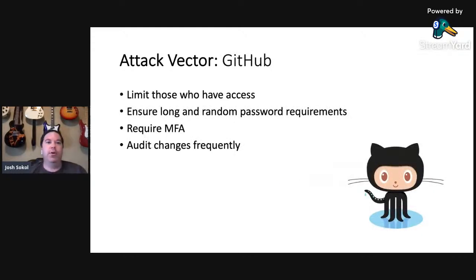GitHub. So that's our next attack vector. Again, limiting who has access, right? We have a recurring theme here. So making sure that only the people that you need to have access are the ones who have access. We should ensure that we have long and random password requirements, require MFA in GitHub, and then audit changes, right? The whole idea of having a version control system is auditability. You can look at every single change that's in there, and should look at every change in there to verify that's what you expect to be in there.